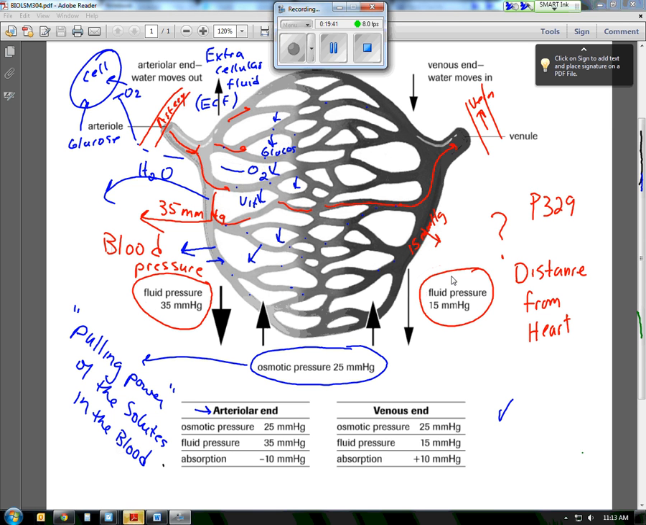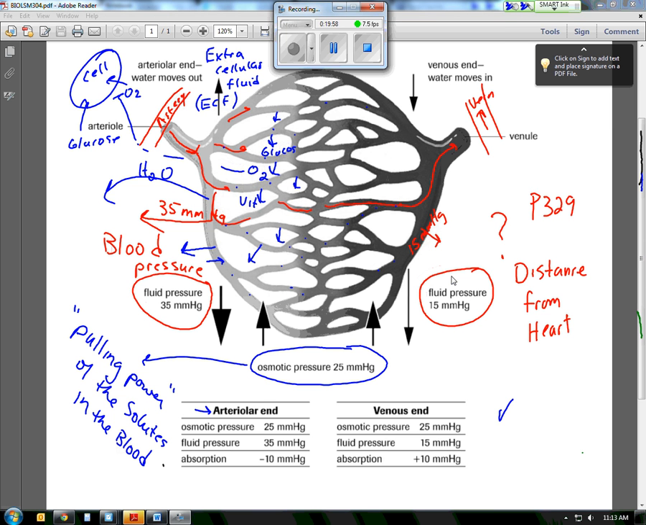It's giving away glucose here, and all the things dissolved in the water. It's all coming out of the blood vessels here. Why? Because the fluid pressure is greater than the osmotic pressure. There's a net pressure out here.